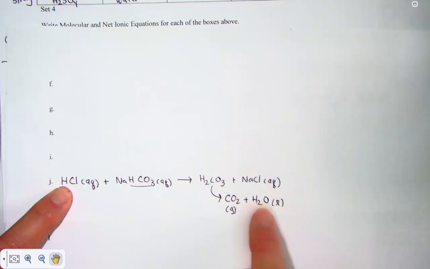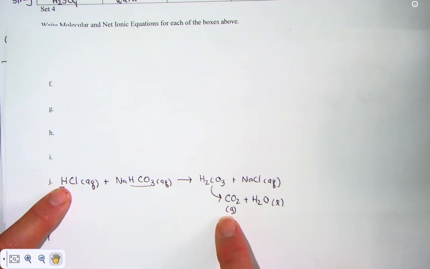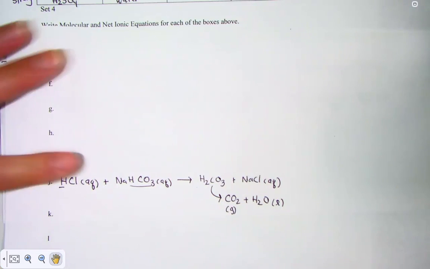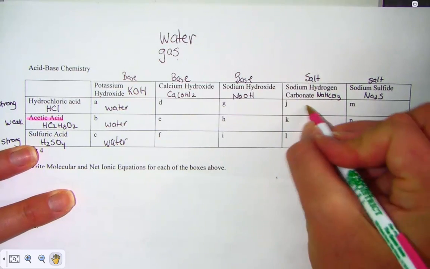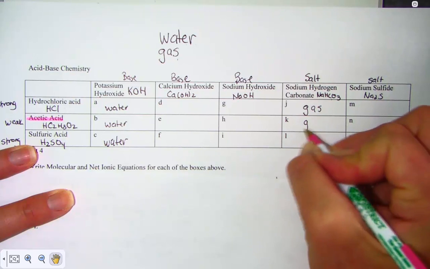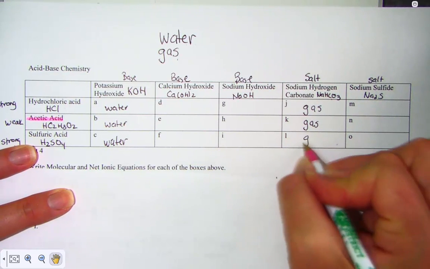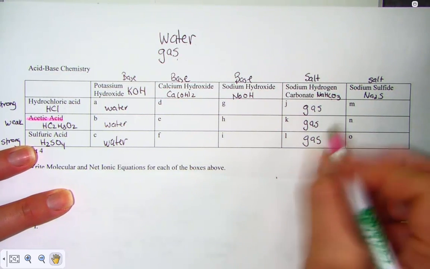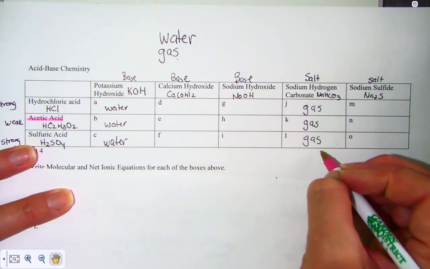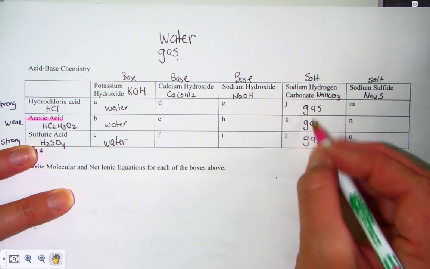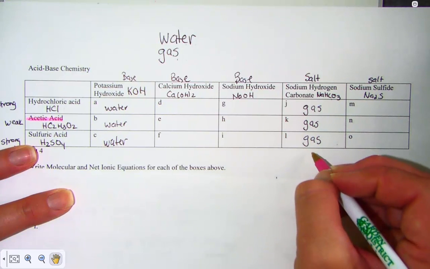Since this is an acid with a salt, water is not the driving force. The evidence of change would be the bubbling. So for letter J, we would see gas bubbles. As a matter of fact, carbon dioxide is always going to come out as we start considering the carbonate polyatomic ion. I'll predict CO2 bubbles all the way down in that particular column.